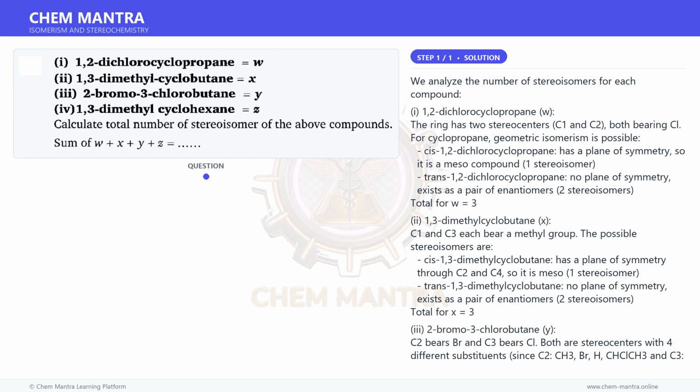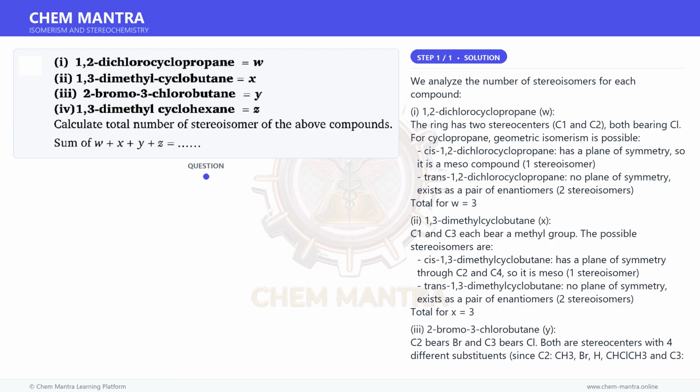12. Wait, let me recheck Z. Trans-1,3-dimethylcyclohexane has no plane of symmetry and gives 2 enantiomers. Cis gives 1 meso. So Z is equal to 3. W plus X plus Y plus Z is equal to 3 plus 3 plus 4 plus 2 equals 12. Checking, 3 plus 3 plus 4 plus 2 is equal to 12. But Z is equal to 3 gives 3 plus 3 plus 4 plus 3 is equal to 13.